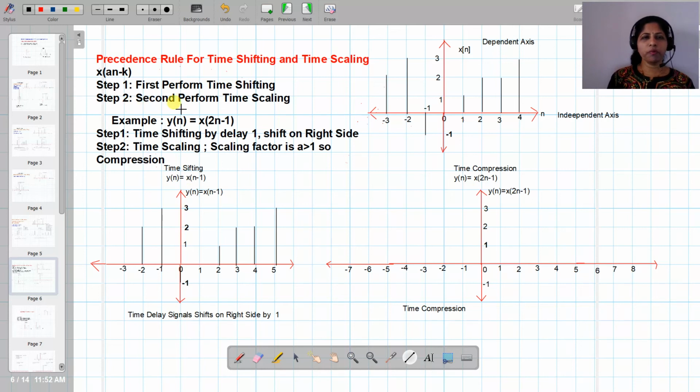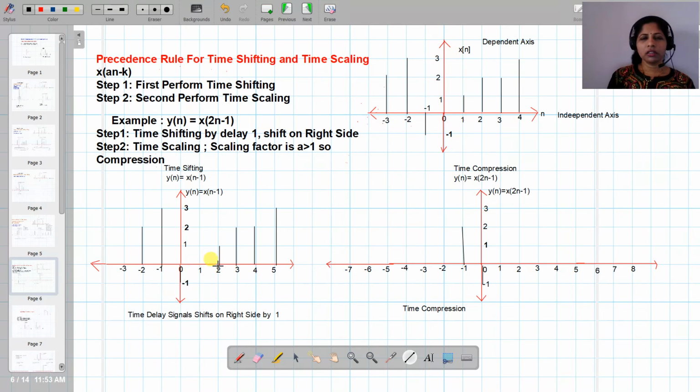Now step 2, perform the time scaling operation on the time shifted signal. Don't consider the earlier signal; now we have to consider the time shifted signal. Observe the scaling factor is greater than 1, which means which type of scaling? Compression. As the scaling factor is 2, we are selecting the samples which are at a multiple of 2. Here this minus 2 sample we are selecting, which comes on minus 1. On 0 the sample is minus 1.